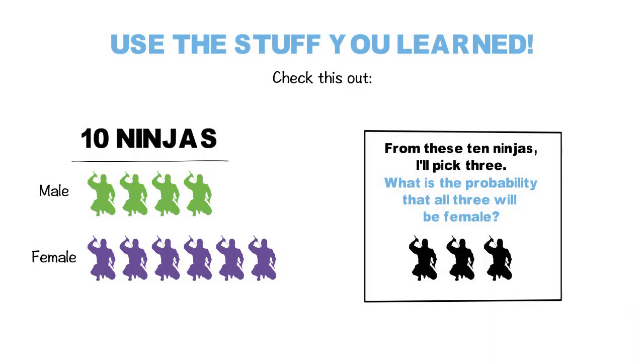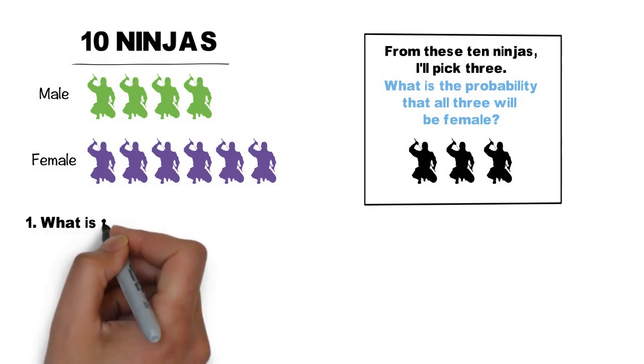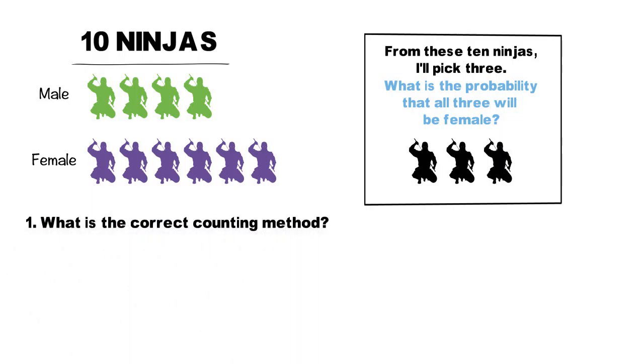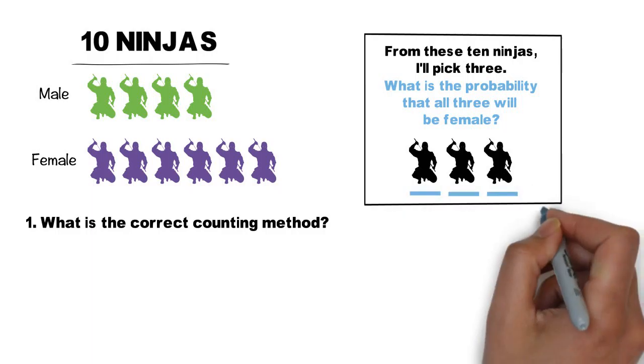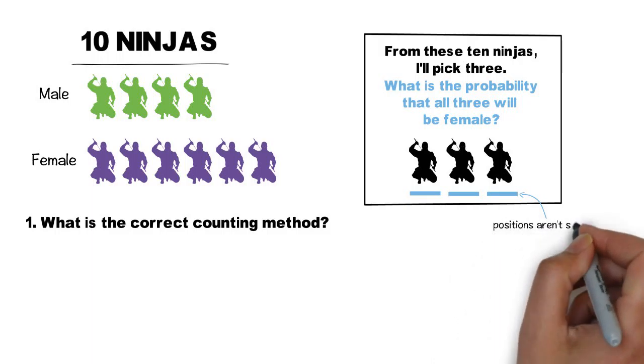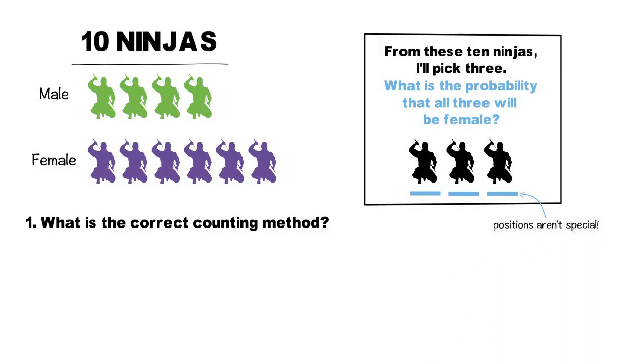The first thing you're going to do to answer this question is determine what is the correct counting method for the problem. And to do that, we're just going to remember that, well, what are we doing? We are picking ninjas for spots. They're not special spots. We're not picking a first place, second place, or third place ninja. They're all equal. And guys, that means combinations.